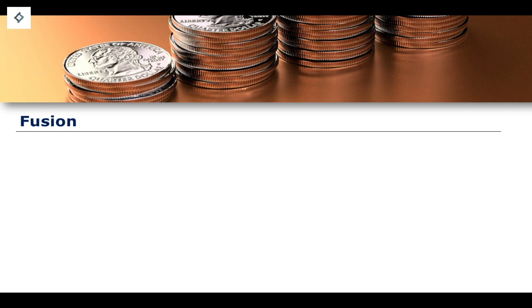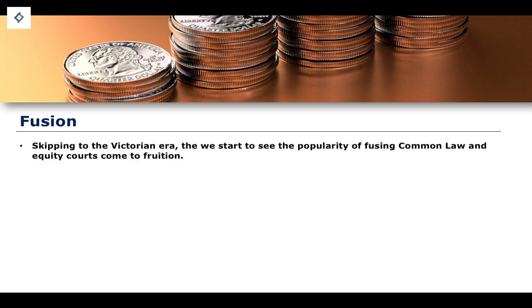We're taking a big jump, unfortunately. Like I said, this is a history video, but the history of this particular topic could be a series of lessons in and of itself. If we skip to the Victorian era now, for a start, we can see the popularity of fusing the common law and equity courts coming into fruition.